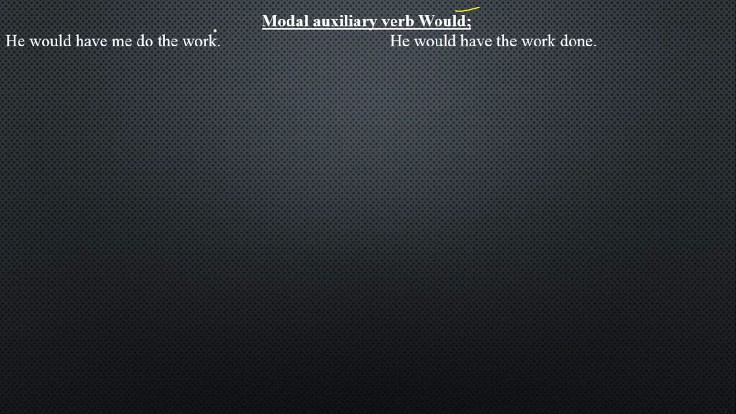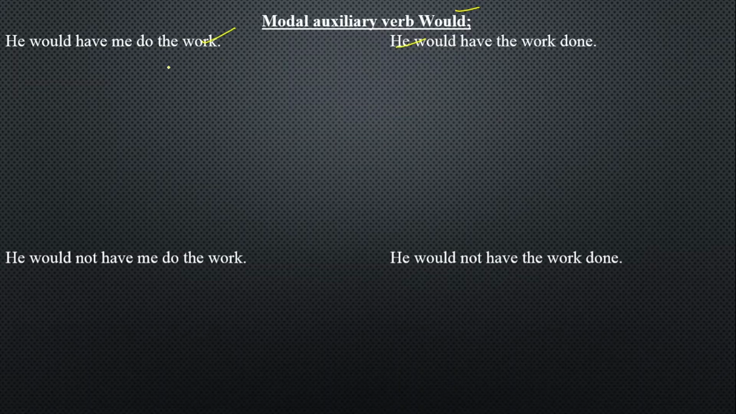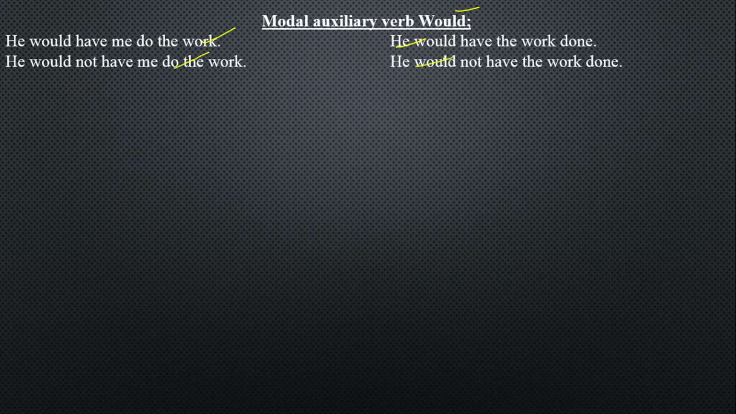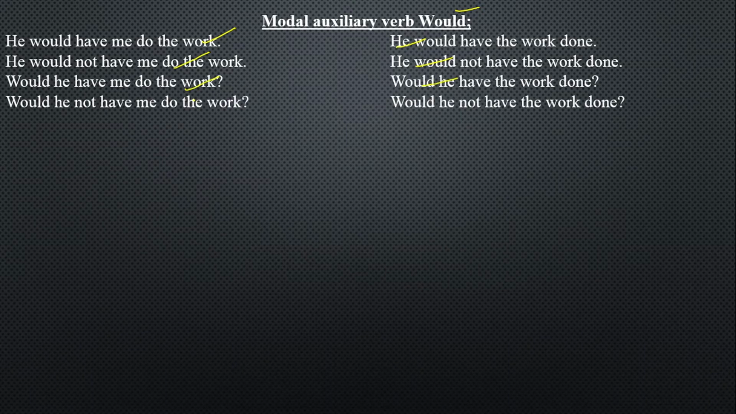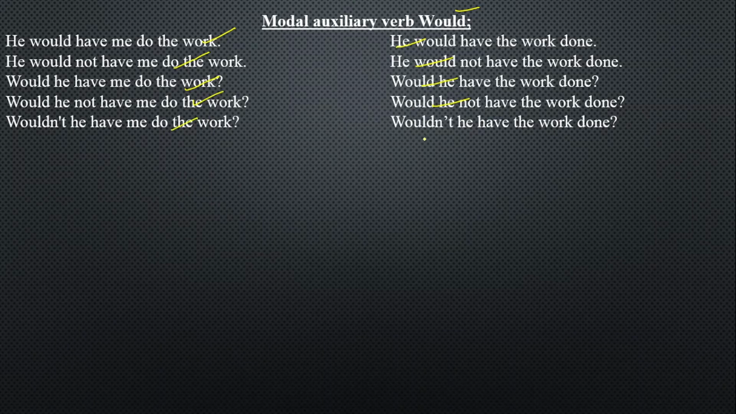Next modal auxiliary verb we have is would, that is used for unreal situation, which we wanted to do in the past but we didn't or couldn't. He would have me do the work, he would have the work done. He would not have me do the work, he would not have the work done. Would he have me do the work, would he have the work done? Would he not have me do the work, would he not have the work done? Wouldn't he have me do the work, wouldn't he have the work done?